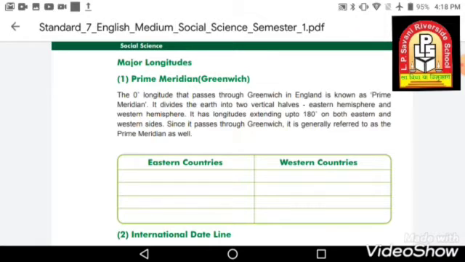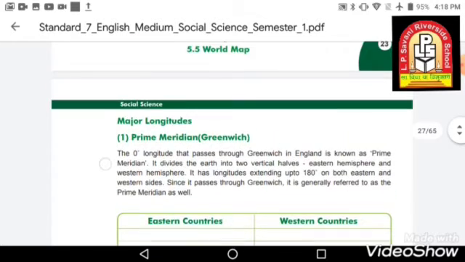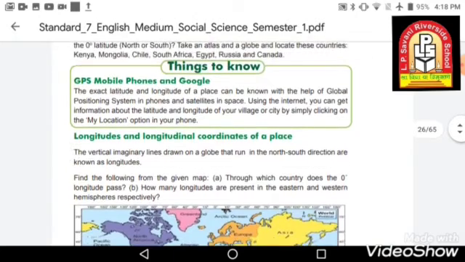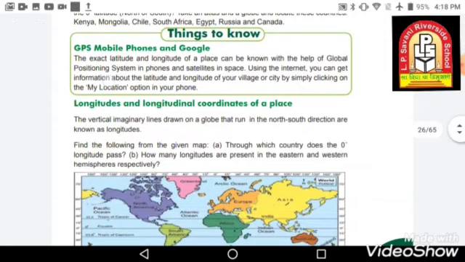In today's class, we are going to study about the major longitudes. So, in our earlier classes, I already explained to you about the latitudes and the longitudes, right? So, basically, latitudes are the lines which are vertical and the longitudes are the horizontal lines on the map, right?